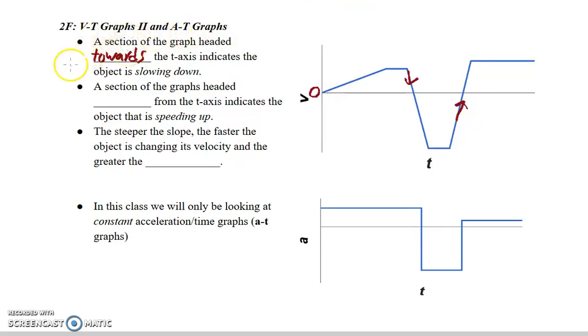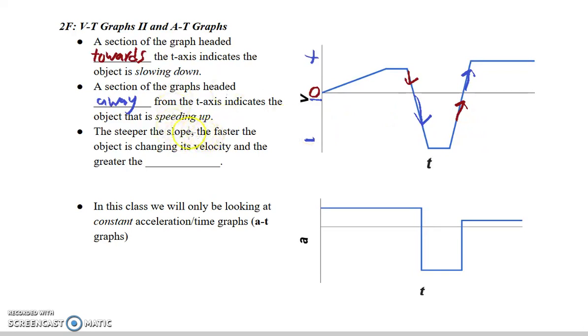And the opposite's true too. If you have sections of a graph headed away from the t-axis, that means it's speeding up. Like right here, it's headed away from the t-axis. Right here, it's headed away from the t-axis. In either of these two places, it's getting further away from that 0 mark, and it's increasing. It's going either more positive or more negative, but either way, that velocity is getting to be a bigger number. It's speeding up.